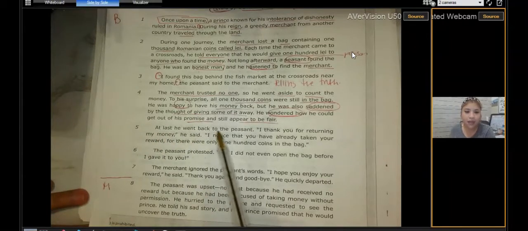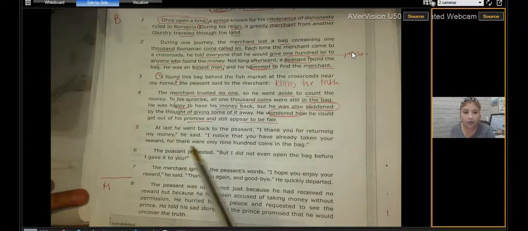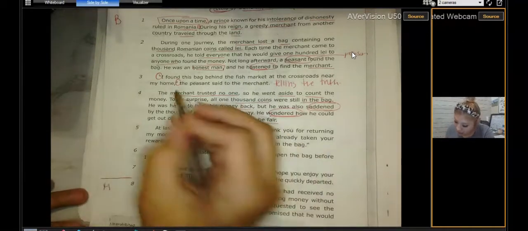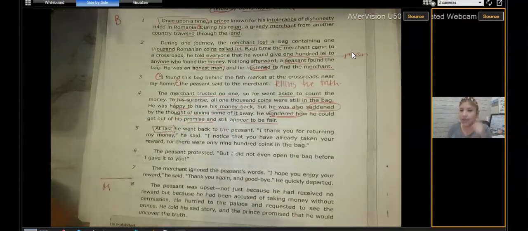Paragraph 5. At last, he went back to the peasant. I thank you for returning my money, he said. I noticed that you have already taken your reward, for there were only 900 coins in the bag. Oh, is he saying the truth? No, right? Remember, there was 1,000, and he said that whoever found it, he was going to give him 100. So look what he did at last. So he had some time to think about what he was going to do.